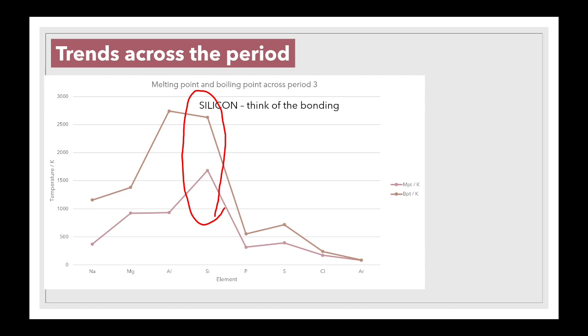Okay, so silicon, I've just highlighted it here in the middle. So silicon has a much higher melting point even than any of the metals, and we've got to use our understanding of structure and bonding to explain why. Well, silicon, if we remember, is a giant covalent molecule, so this will have many strong covalent bonds holding this giant covalent lattice together, and therefore a lot of energy is going to be needed to overcome all those covalent bonds.